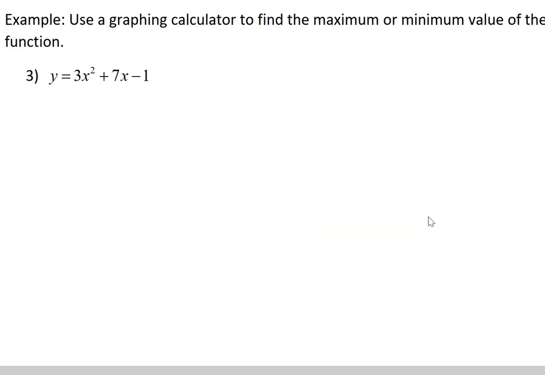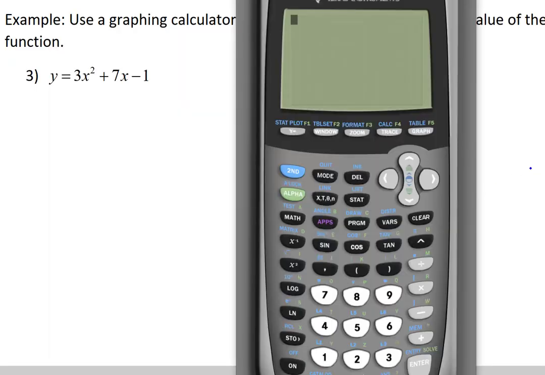Our third example says to use a graphing calculator to find the maximum or minimum value of the function. This function reads y equals 3x squared plus 7x minus 1. So to use a graphing calculator, of course, we'll go ahead and turn on our calculator and then go to the equation editor, which is the y equals button in the top left corner. Make sure to clear out whatever else might be in the way, and let's start with y1 equal to our function, which is given as 3x squared plus 7x minus 1.